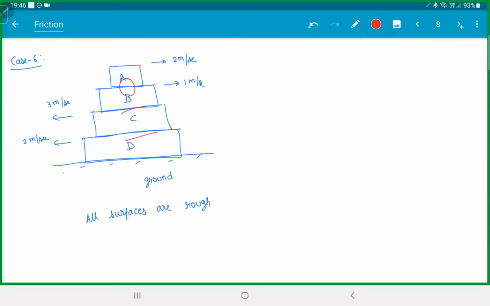It will only look at itself. They're all selfish. A and B will not care about what C and D are doing, or what B and C are doing. So every surface will behave independently, as if they don't care about other surfaces. So you just have to look at cases 1 to 5 in this.